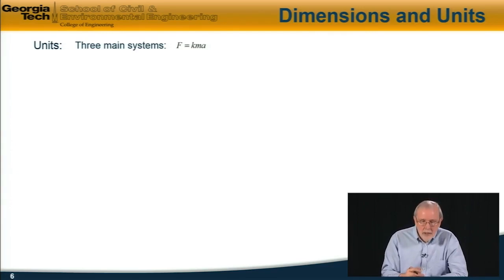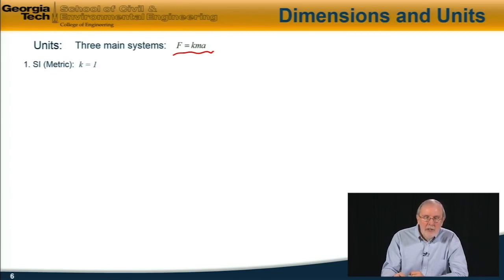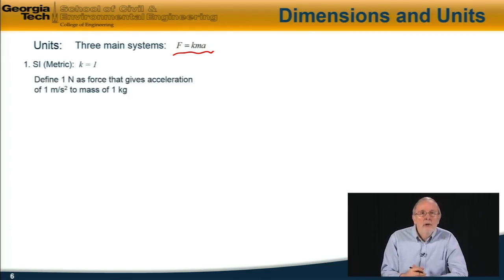And the difference between them we can illustrate by means of Newton's second law again, which I'll generalize by putting in a constant of proportionality. So instead of F equals ma, I'll write F equals kma, where k is a constant, and the value of that constant depends on what particular system of units you're using. So firstly, the metric system, or SI units, we put k equals 1, and we define 1 Newton as the force which gives an acceleration of 1 meter per second squared to a mass of 1 kilogram. So the fundamental unit of force in metric units is the Newton, and the fundamental unit of mass is the kilogram.